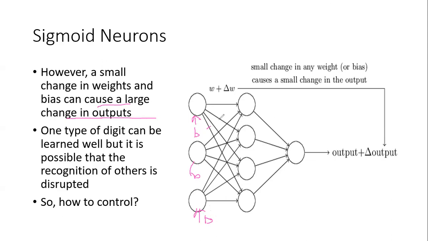What will happen is you can make small changes here, but the neural network is very good at recognizing 8, and suddenly it stops recognizing it. It's a big change. It stops recognizing it, and it starts recognizing something really strange, something not even an 8, not even a 9. That can also happen. So how to control it? That can only be controlled through the activation functions.